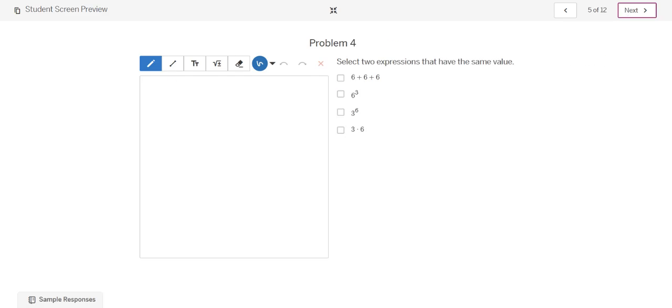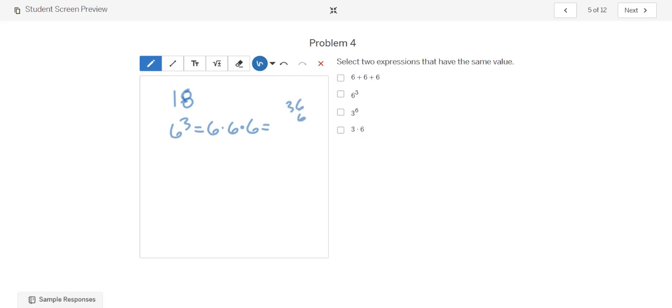Two expressions that have the same power. Well, 6 plus 6, same value. 6 plus 6 plus 6 equals 8. Really? There we go. Not letting me write. Whereas 6 to the third power, wow. 6 times 6 is 36. Times 6 is what? Like big. 200.